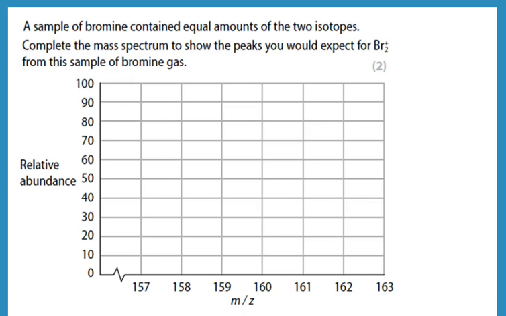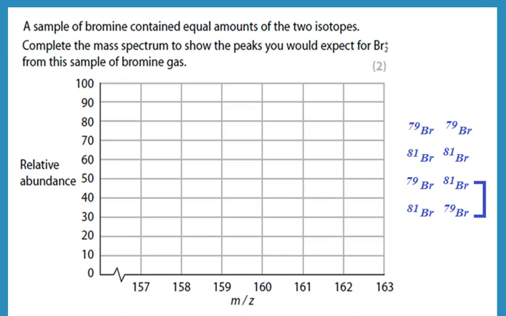Okay, another question here is telling me a sample of bromine contained equal amounts of 2 isotopes, and the question tells me somewhere else that the isotopes of bromine are one that has a mass of 79 and another that has a mass of 81.